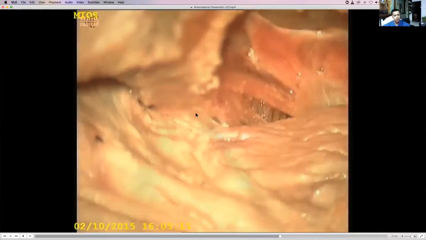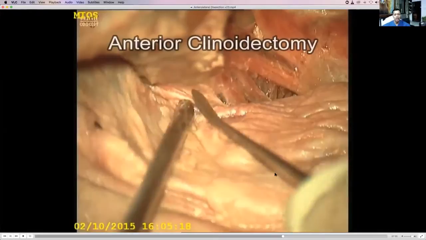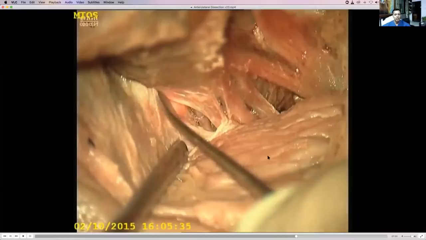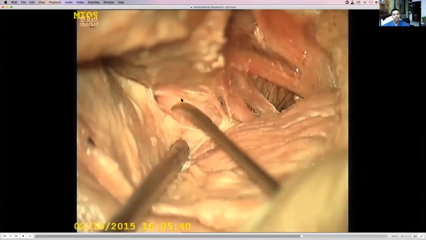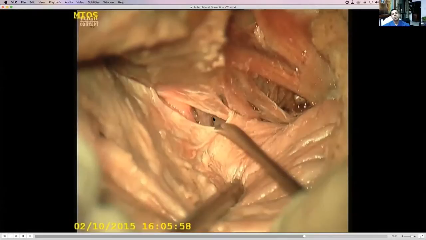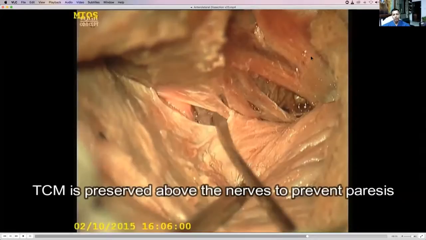So now we are going to show you the anticlinoidectomy, just like what we did in the case. So that is intradural optic nerve, intradural carotid, extradural carotid and extradural optic nerve. You will see here once I take off this. That's the intradural carotid, C2. Third nerve, fourth nerve, V1, V2.